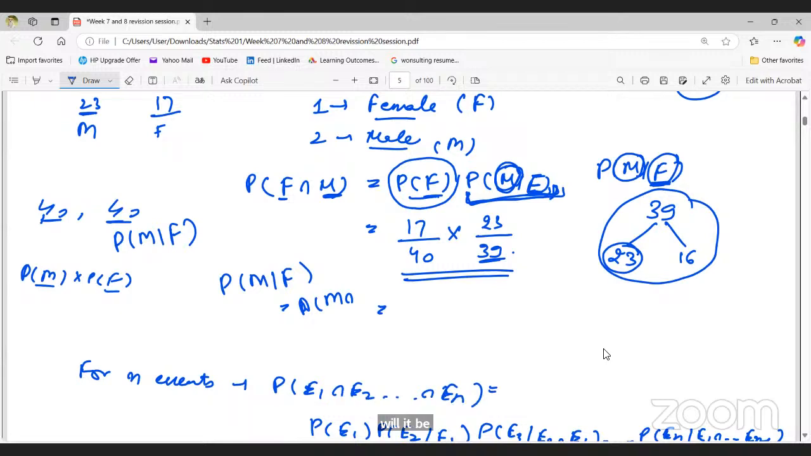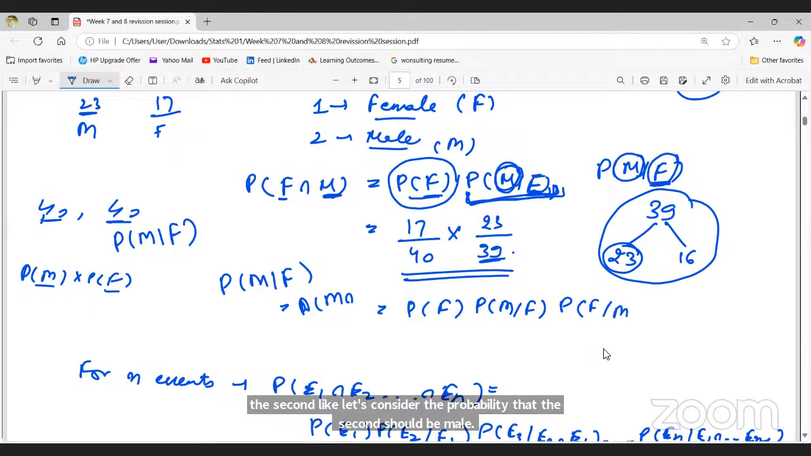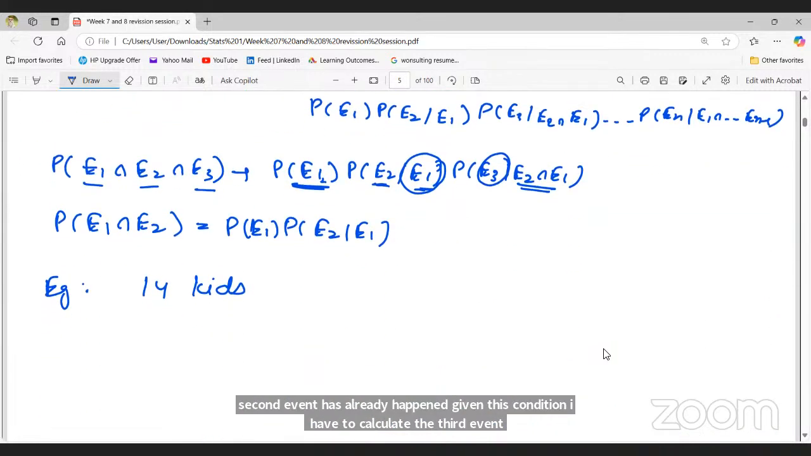Yes, so it would be the probability of F. Then, let's consider that the second should be male. Then I'm considering that the third should again be female, given that the M intersection, the second event, has already happened. Given this condition, I have to calculate the third event. I'm giving you a simple example. Let's do another example.